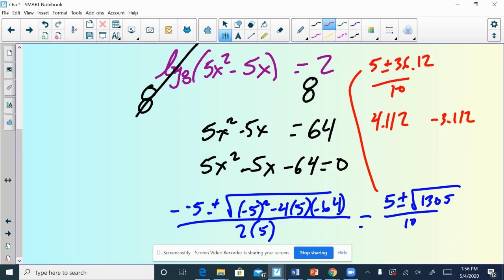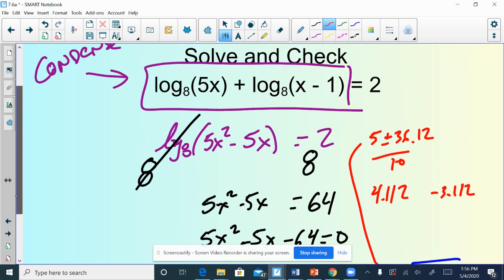That was quite a bit of work. We're not done yet either. When we substitute these in, do we ever get a negative answer? And we do, right? When you plug in this negative number, this is going to be a negative number, and so is this one, and we can't do that. And so 4.112 is our solution. It would be a great idea for you to actually verify that this is true. You're going to have to use the change of base formula. Let's go ahead and do that.